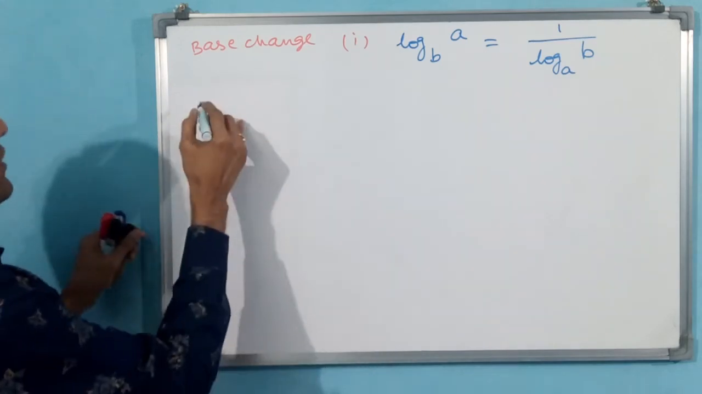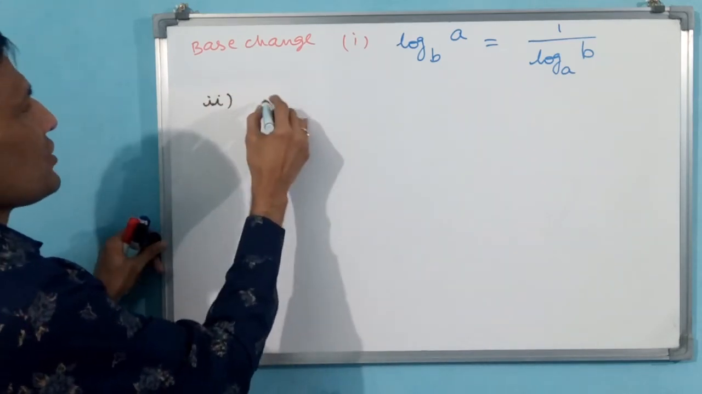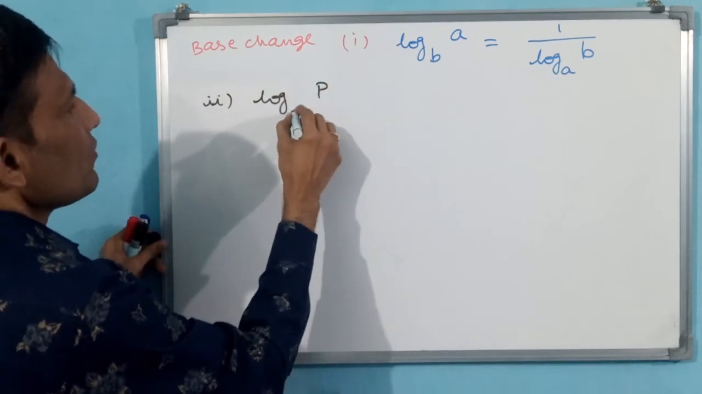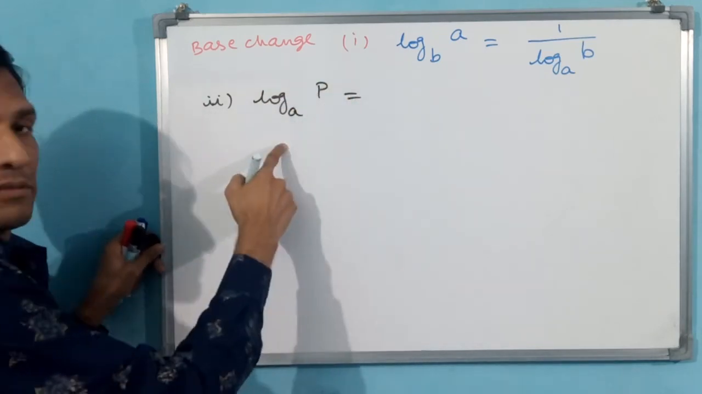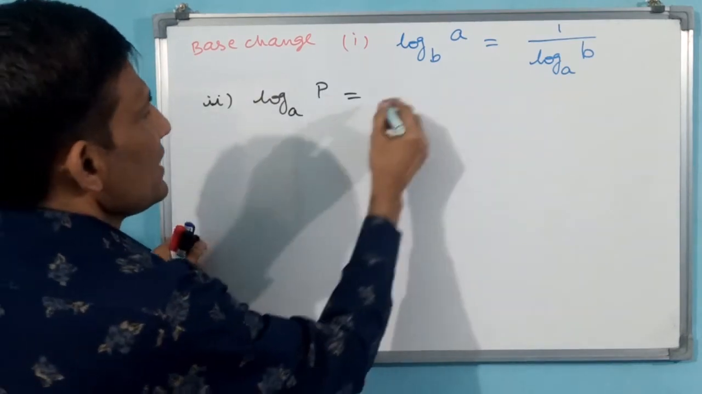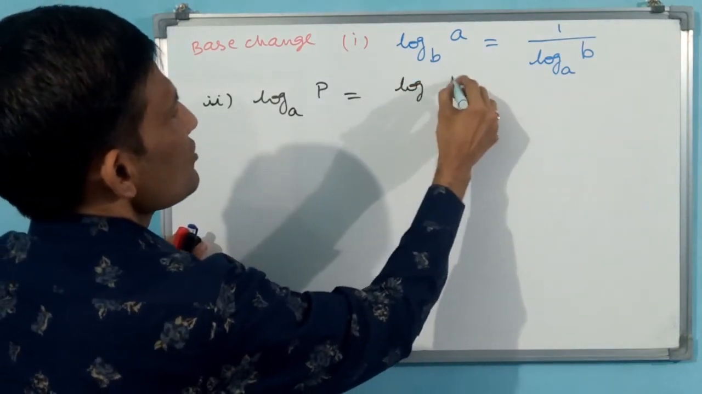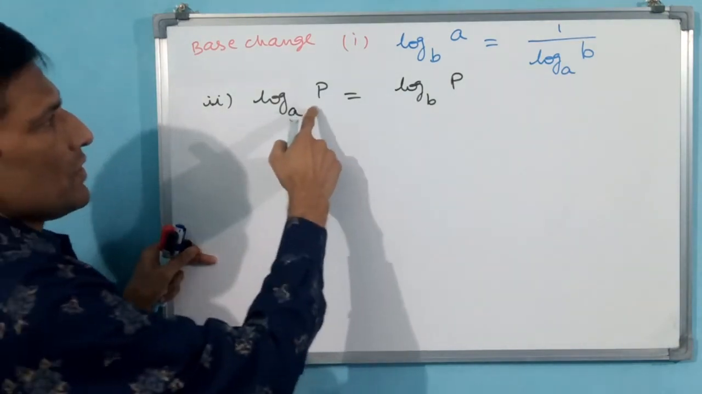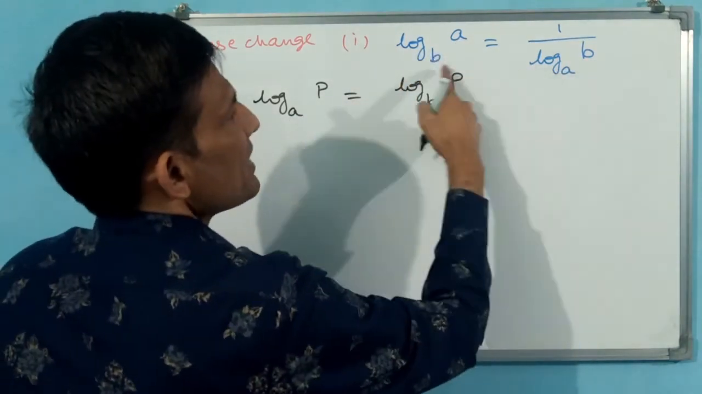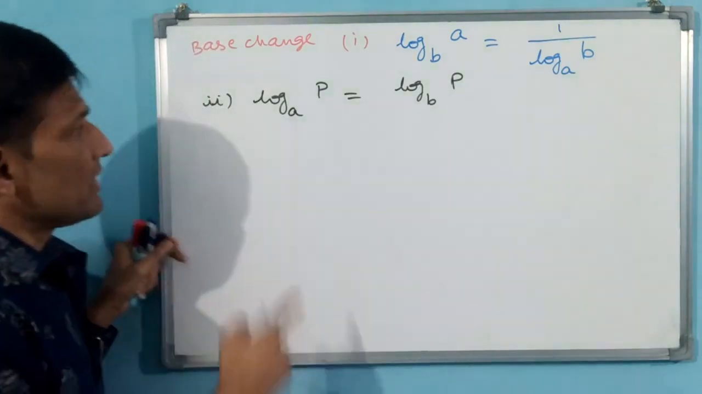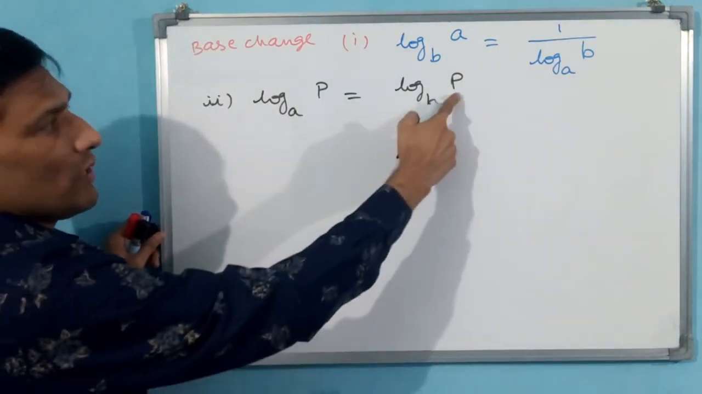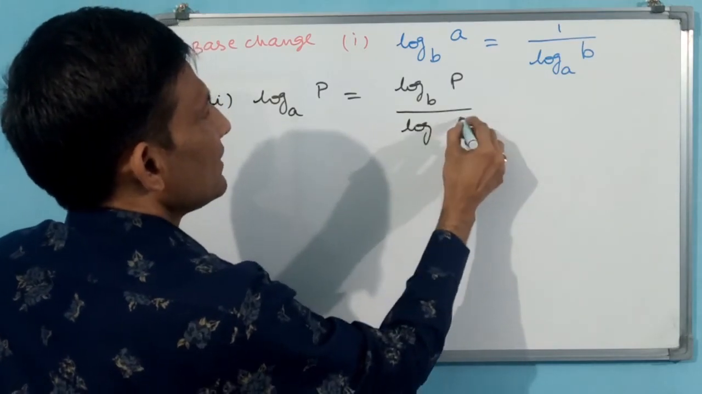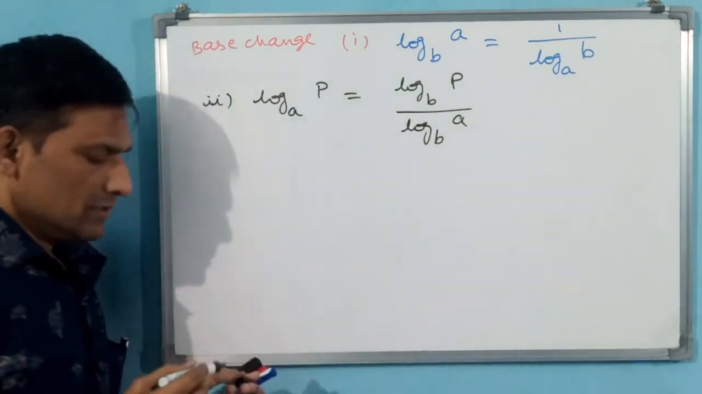Another way is also there. You see, second way of base change. Say log P to the base A is there, but you want to change it to log P to the base B. Here A changed, but P you don't want to change. You want to keep it like this only, but you have to divide by log A to the base B.